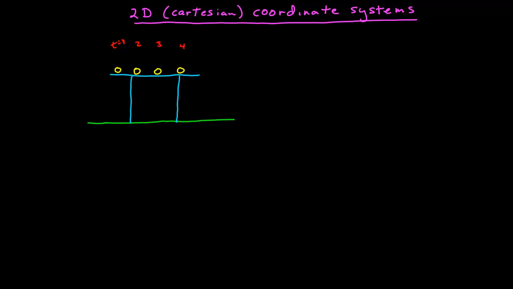In this video, I want to extend our discussion of one-dimensional coordinate systems to two-dimensional Cartesian coordinate systems. For the most part, that's just another axis which we get to choose, but I'm also going to add a bit of a twist.